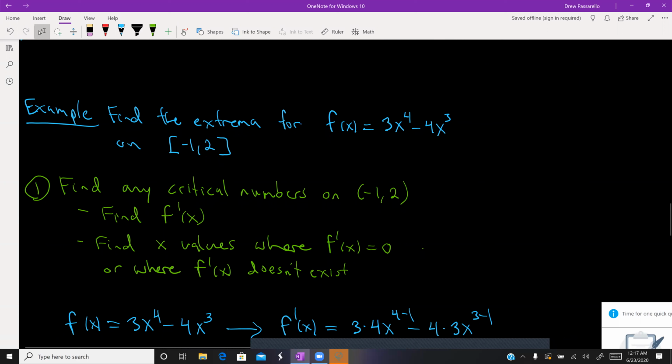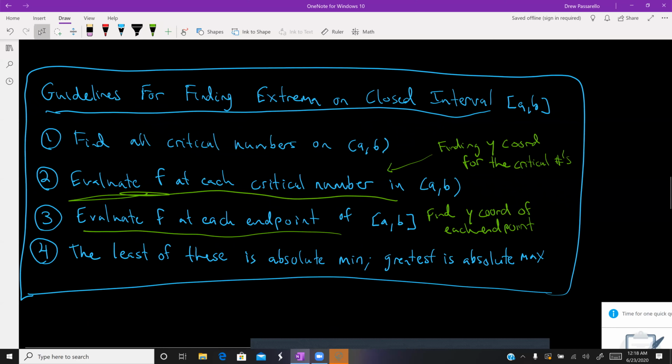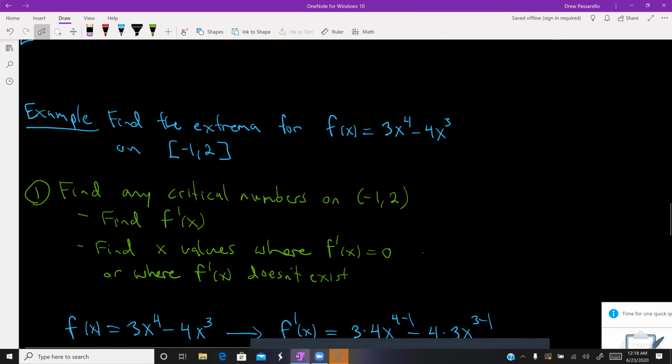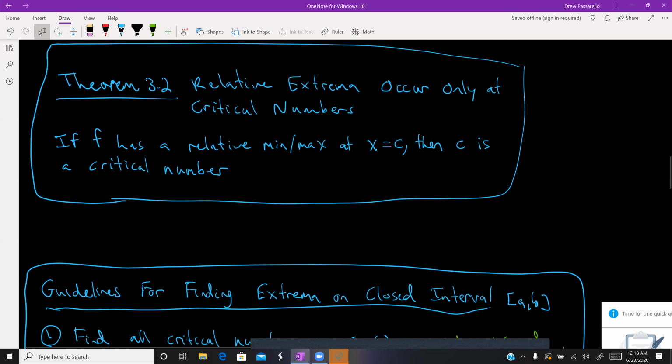So I'm going to find the extrema for the function f of x equals 3x to the fourth minus 4x cubed on the closed interval -1 to 2. Our guideline says the first thing we do is find all the critical numbers on the open interval -1 to 2.